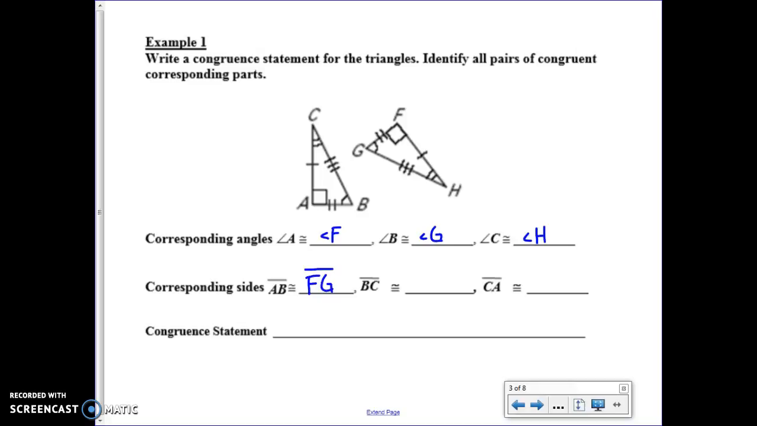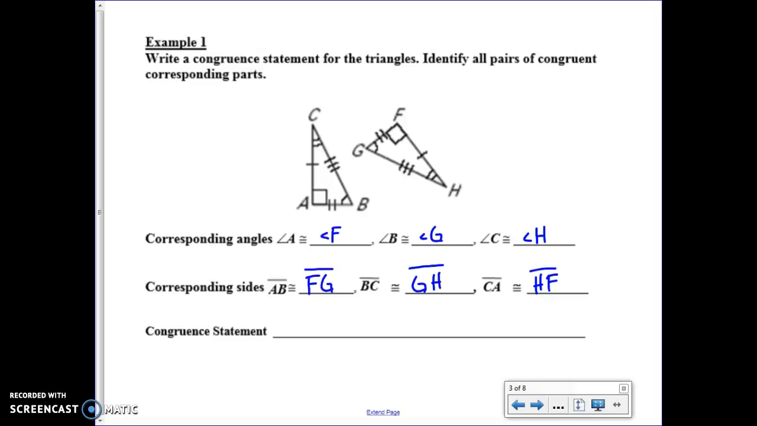BC has the triple ticks. B has one arc, so that's where we need to start. Look over at the other picture. The triple ticks are along GH, and the single arc is at G, so that's where we start. All right, and then CA, we're going from the double arc to the right angle on the single tick side. So double arc to the right angle would be HF. Notice I'm putting the bar on top since we're using the congruent symbol there.